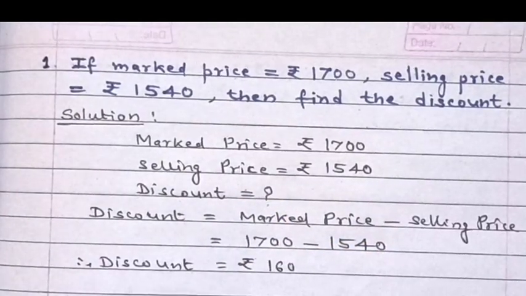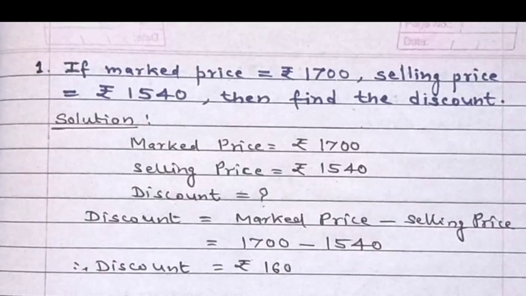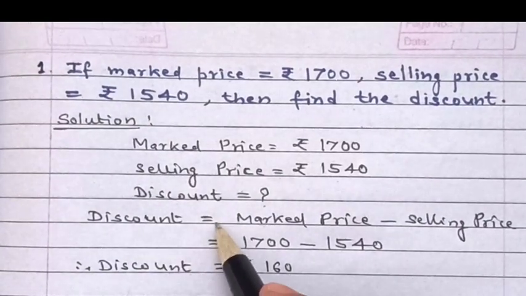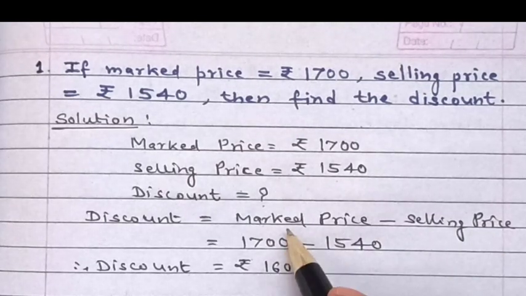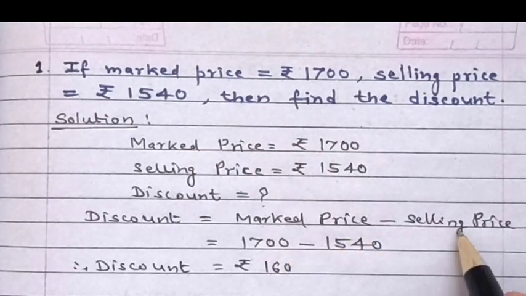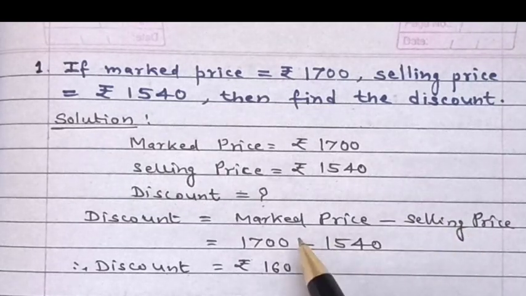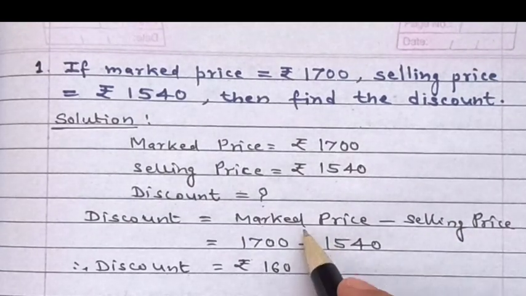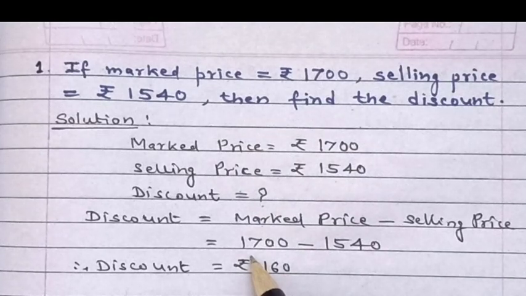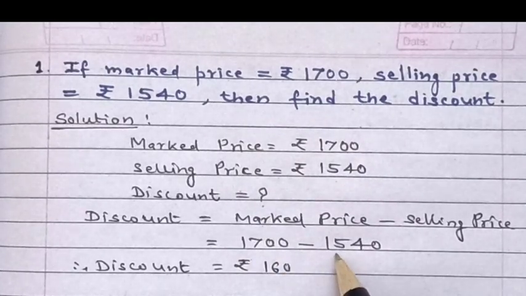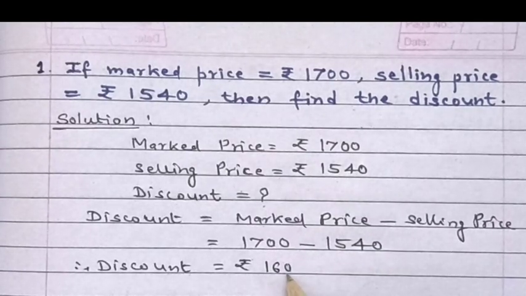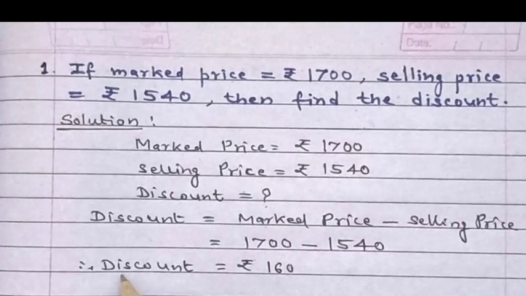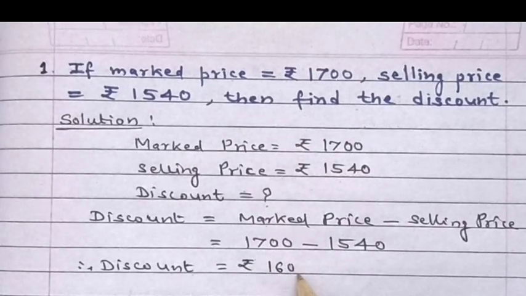As given earlier, discount is equal to mark price minus selling price. This is the formula you should learn. So always your mark price is more, selling price is less when discount is given. So subtract selling price from mark price. That means 1700 minus 1540. You will get rupees 160. So your answer is discount is equal to rupees 160.